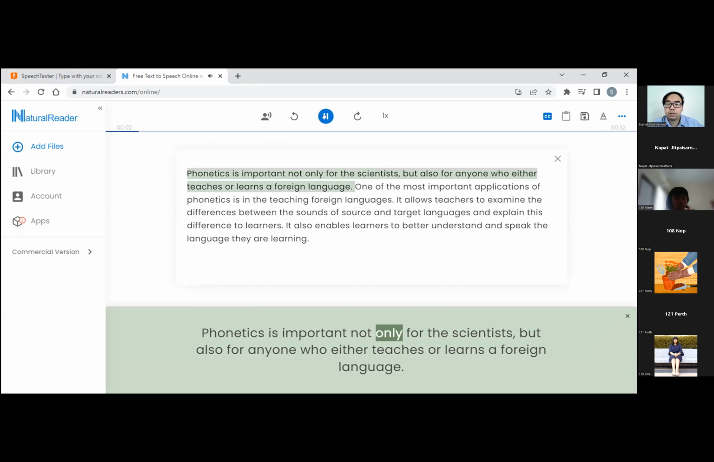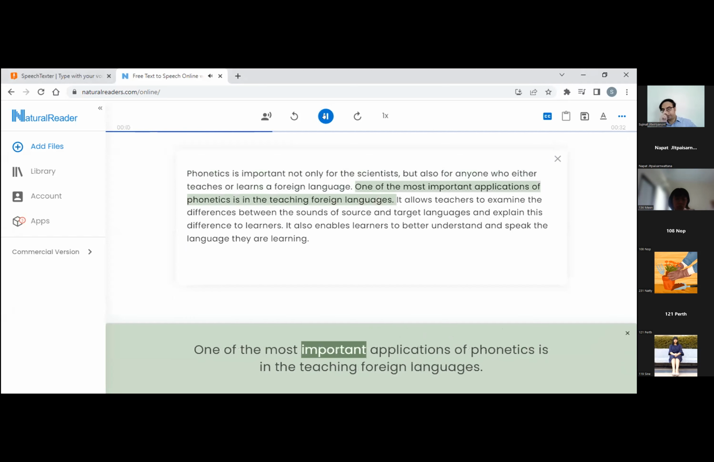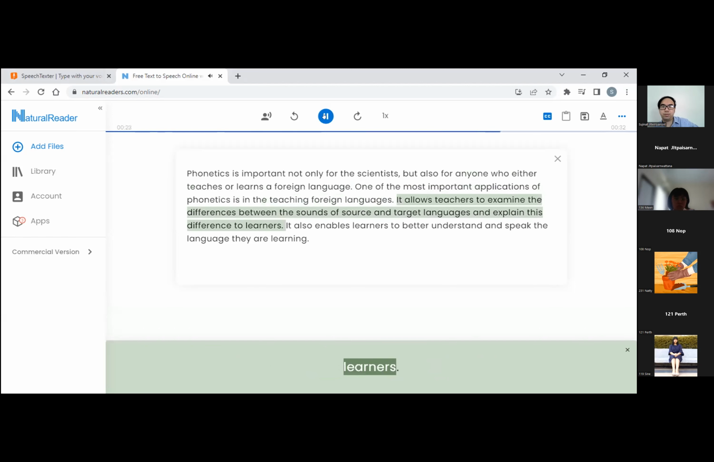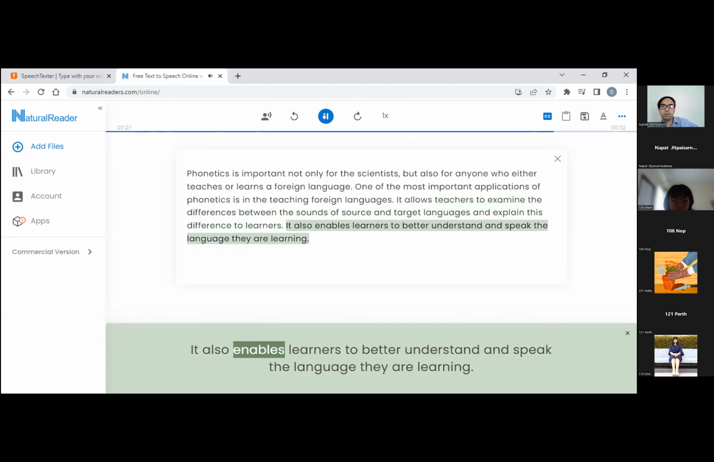Phonetics is important not only for the scientists, but also for anyone who either teaches or learns a foreign language. One of the most important applications of phonetics is in the teaching foreign languages. It allows teachers to examine the differences between the sounds of source and target languages and explain this difference to learners. It also enables learners to better understand and speak the language they are learning.